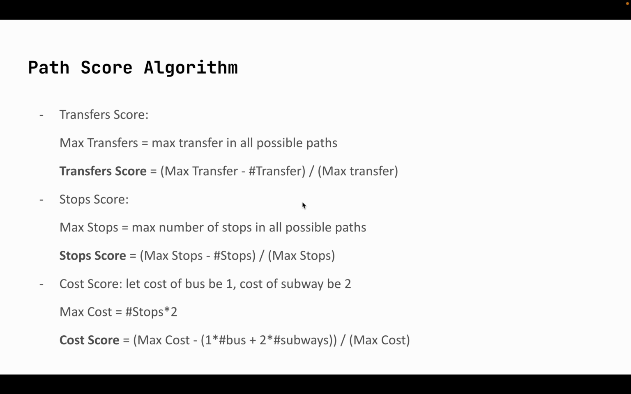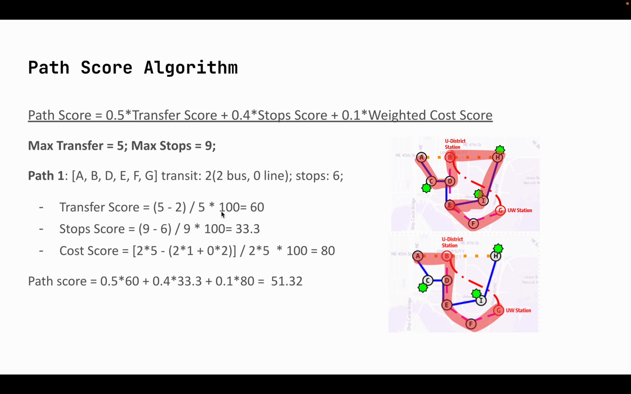Here's the algorithm, and I will go into specifics in the example. Here's the example of finding each score and total path score for path 1. And here's what the overall algorithm looks like for computing the path score. The maximum transfer on this graph is 5 and the maximum stop is 9. Then we just take path 1 and compute the transfer score, which is the maximum transfer minus the number of transfers in this path, so we get 60.